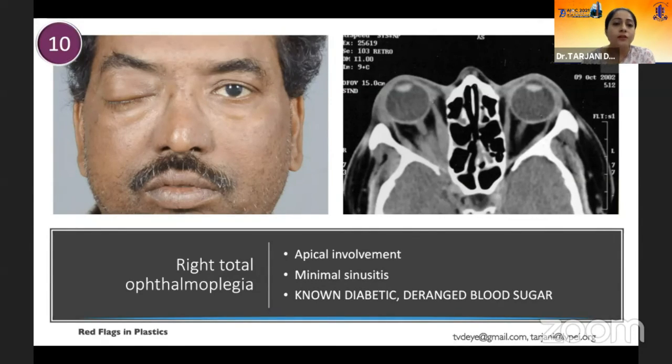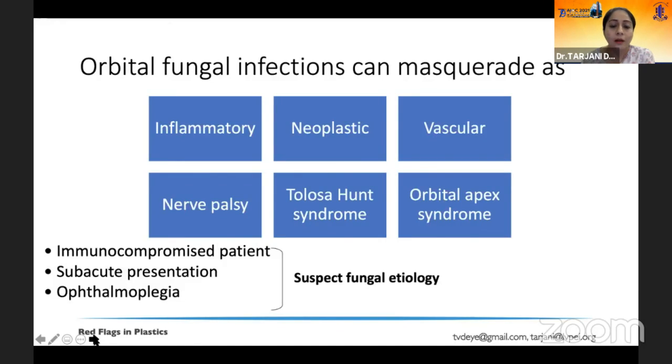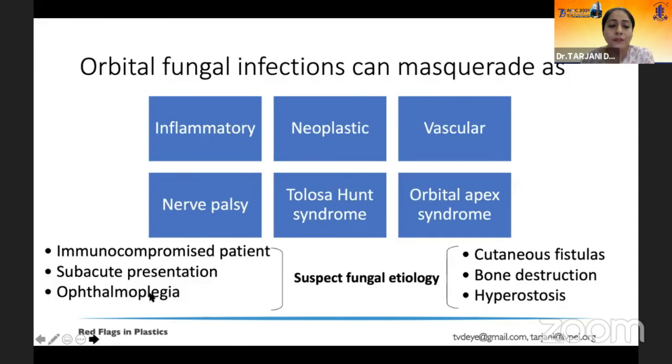It's important to get tissue diagnosis to rule out fungal infections, especially if you have host factors like diabetes and deranged blood sugars. So essentially, orbital fungal infections can masquerade as inflammatory, neoplastic, or vascular pathologies or nerve palsies, or can look like your run-of-the-mill Tolosa-Hunt and have an apical presentation. But if you see an immunocompromised patient with ophthalmoplegia or a subacute presentation that has bone destruction, hyperostosis, or these kinds of cutaneous fistulas and skin necrosis that I showed you, suspect a fungal etiology and get a micro and histopath workup to back your diagnosis and treat the patient accordingly.